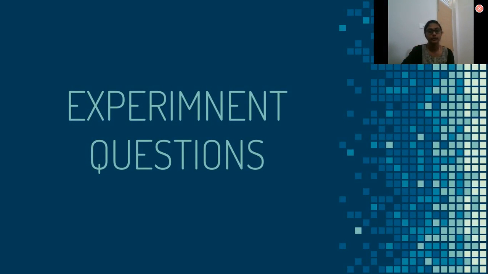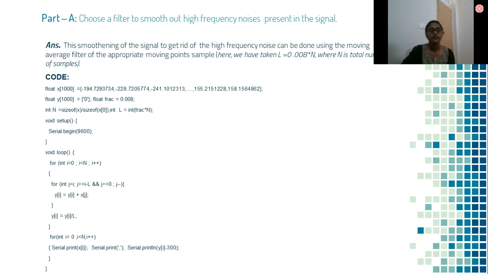So let us go to the experiment questions. First one, choose a filter to smooth out high frequency noises present in the signal. As we have talked before, the smoothing effect is produced by the moving average filter. So here we will use a moving average filter with L value equal to 0.008 times n, where n is the total number of samples. Here we will be taking 1000 samples, so our L value will be 8. That is, we will be taking 8 samples at a time to do the averaging operation.